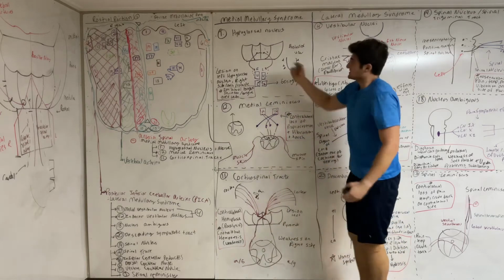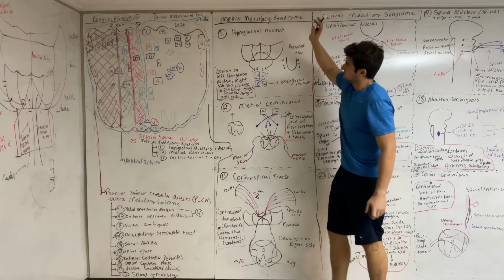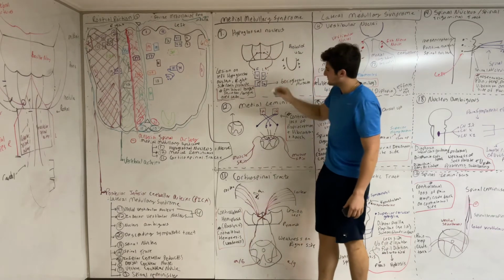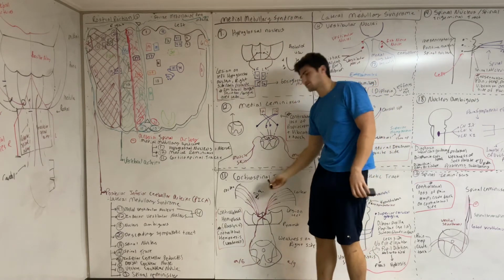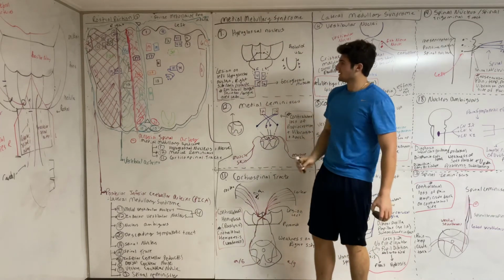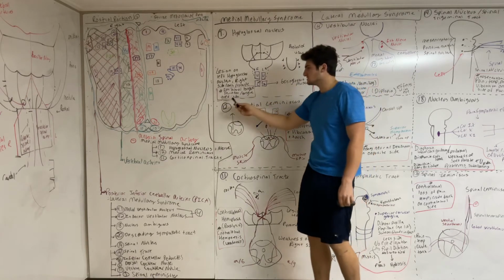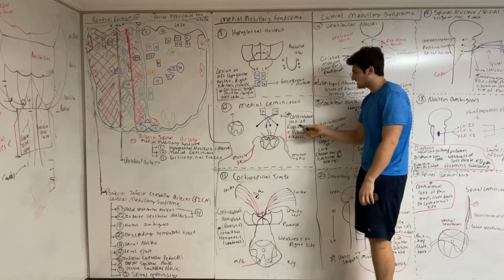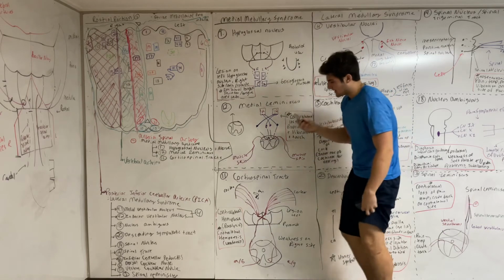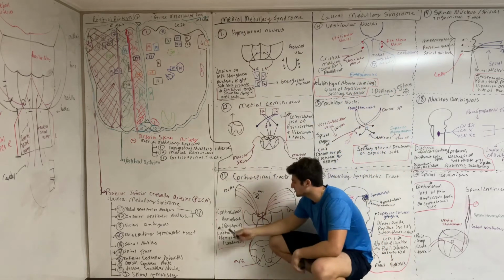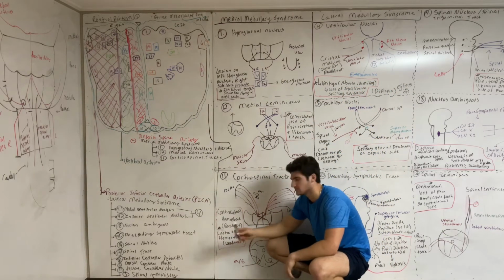Now, takeaway for the medial medullary syndrome. We're going to have hypoglossal nerve, medial lemniscus pathway, corticospinal tract. We're going to have ipsilateral tongue deviation. We're going to have contralateral loss of proprioception. And we're going to have contralateral hemiplegia or contralateral hemiparesis.